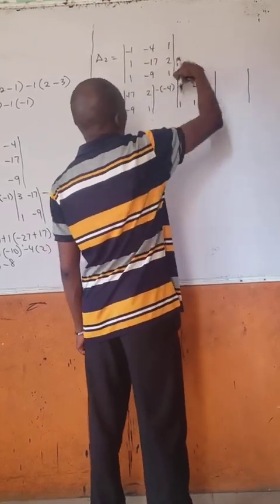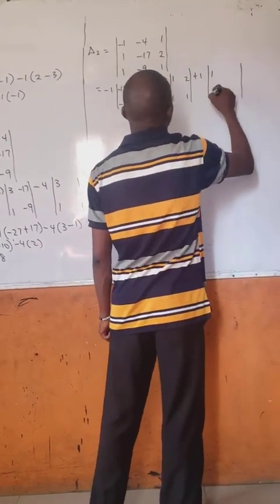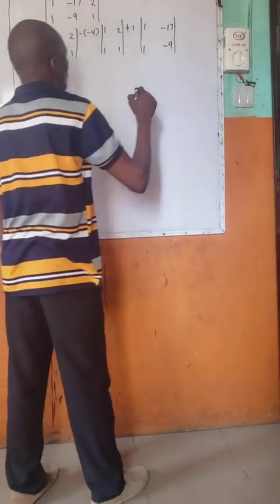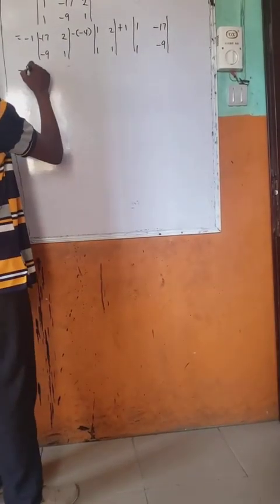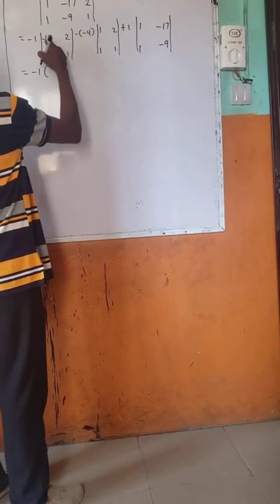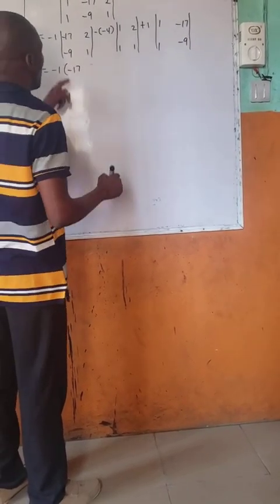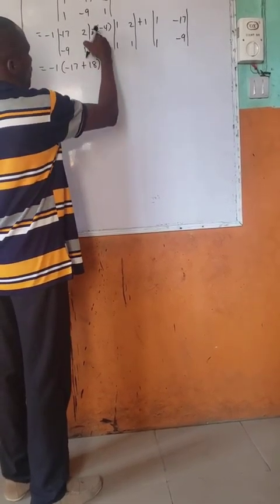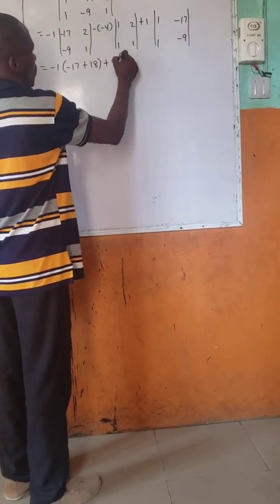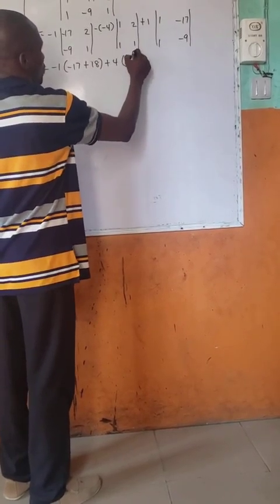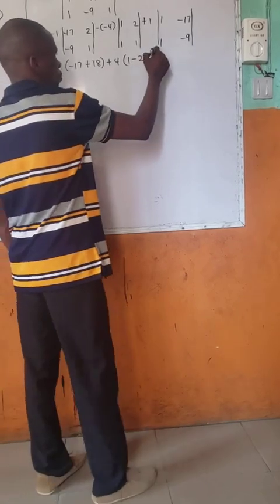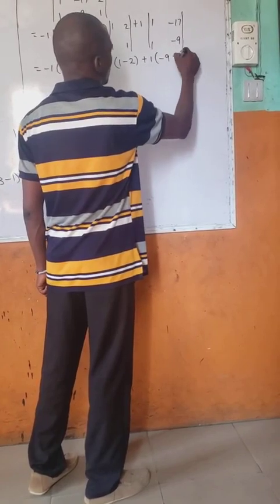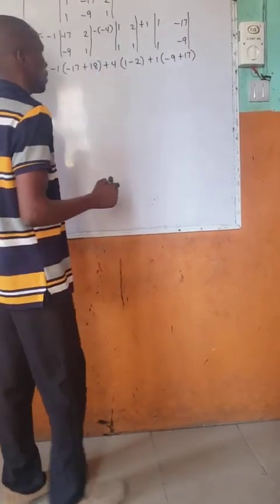First row, first column. That's 1, 1, minus 17, minus 9. You get it now. So what do you have here? Minus 1. This side, this is what? Minus 17. Minus 9 times this, that's what? Plus 18. Minus times minus is plus. 4. 1 times 1, minus 2. Plus what? 1 minus 9 plus 17.